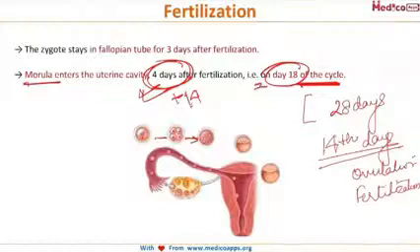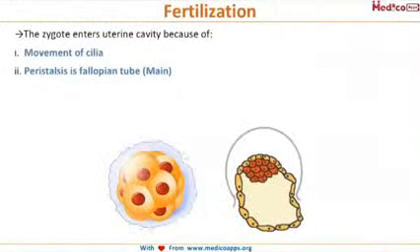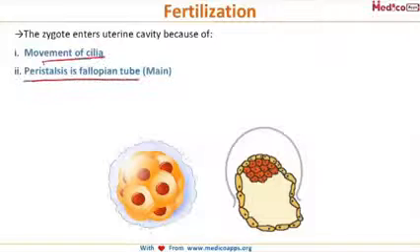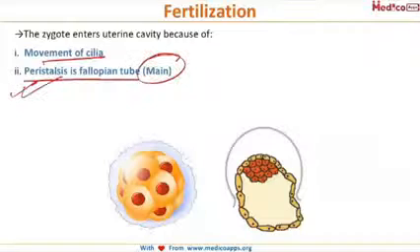Now, what helps in the movement of the zygote towards the uterine cavity? That is because of the movement of the cilia present in the fallopian tube as well as the peristalsis of the fallopian tubes, and among these, peristalsis is the major factor. Now, here we have a clinical implication: in case of pelvic inflammatory disease, either due to tuberculosis or any other infection, when the cilia are damaged, then the movement of the zygote is hampered, and thus it leads to ectopic pregnancy. That is, the zygote gets implanted in the fallopian tube itself.